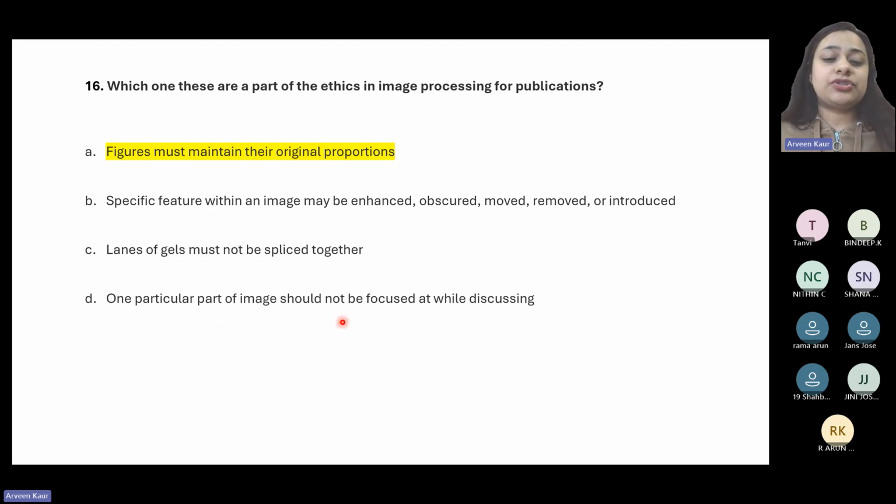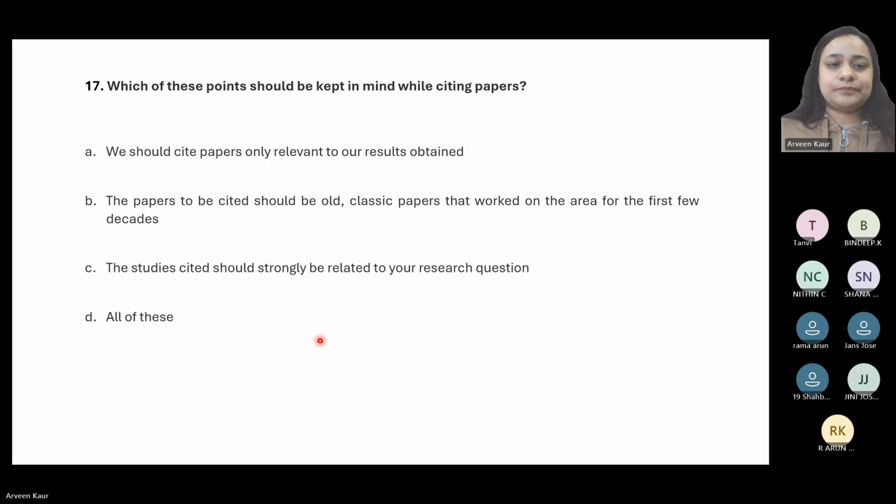One particular part of an image should not be focused on while discussing. That is not true, right? Sometimes we will mark some particular part with a box or an arrow or an asterisk because we want to discuss that particular part in an image, right? So that is perfectly fine.